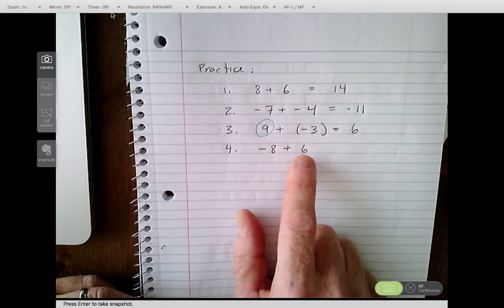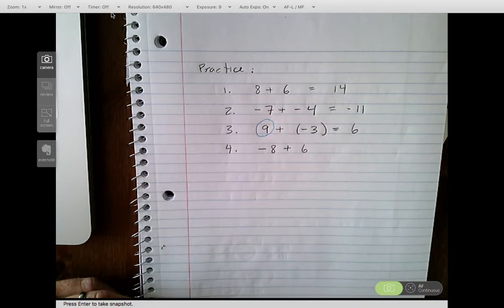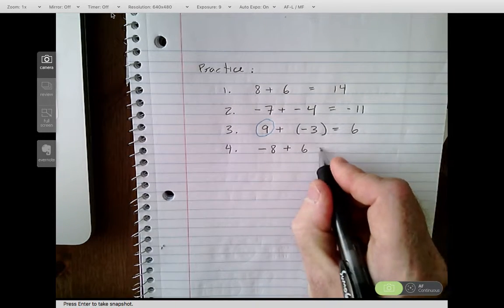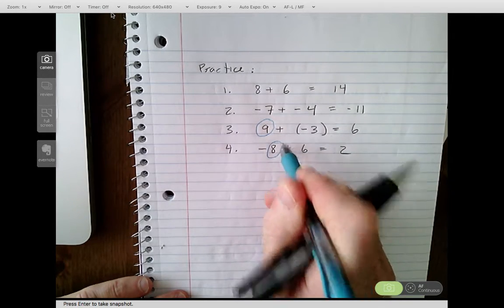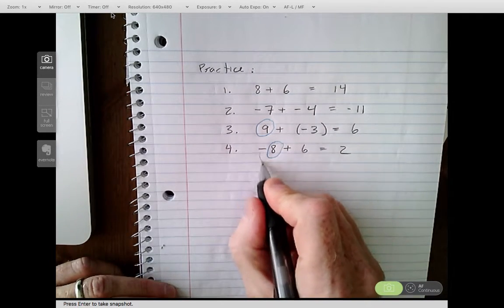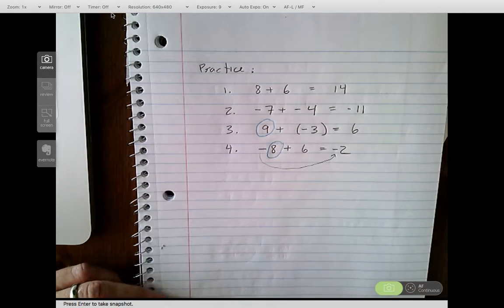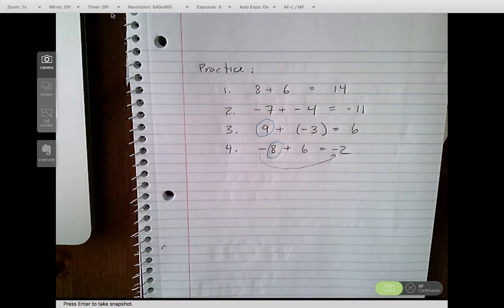Okay, negative 8 plus 6. Again, we have to subtract. 8 take away 6 is 2. The bigger number here is the 8. And because it has a negative sign, our answer is going to be negative also. So it's negative 2. Okay, so that should get you through about the first part of your homework.